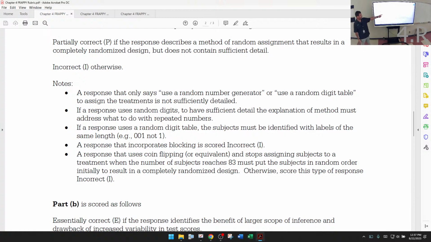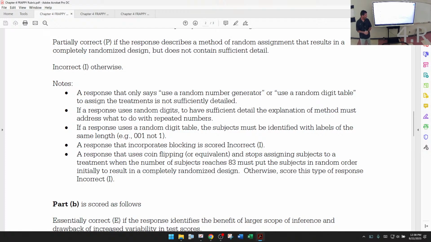If a response uses a random digit, you have to explain what you would do with repeated numbers. If a response uses a random digit table, you must start with 0, 0, 1, not 1. That's why I push the random digit table because of that. A response that incorporates blocking, it's an I. If you got any kind of blocking whatsoever, it's an I because that's not an SRS.